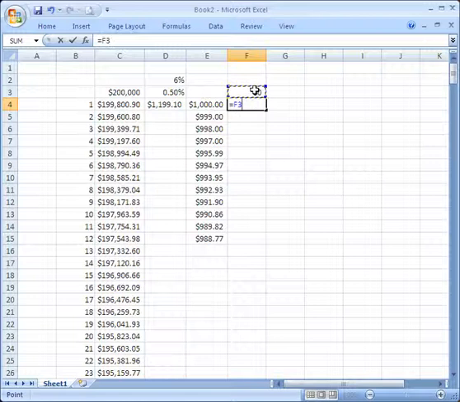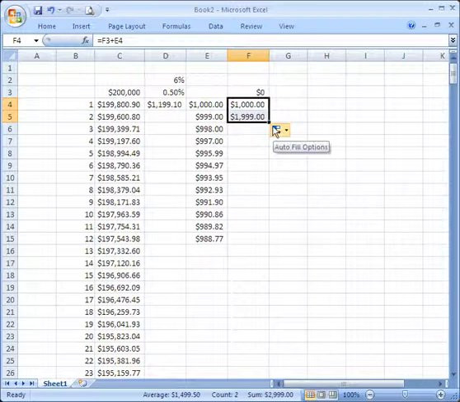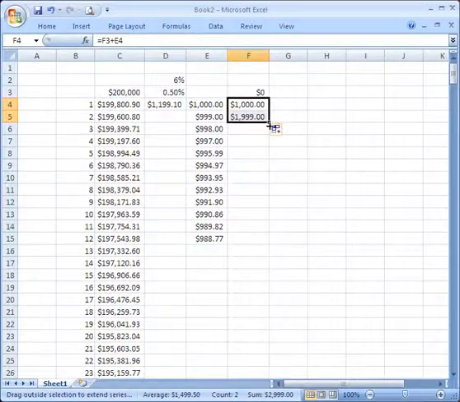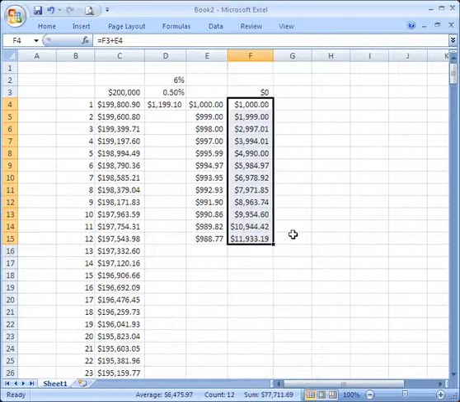So we take nothing and add on the $1,000 to get 1,000. We take the 1,000 and add on $999 to get 1,999. And continuing this way, we find that over the whole year, we paid $11,933.19 in interest.